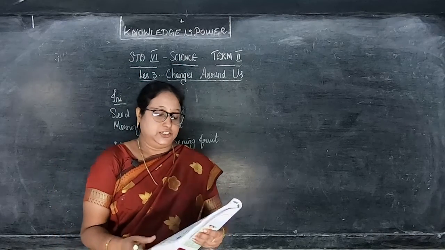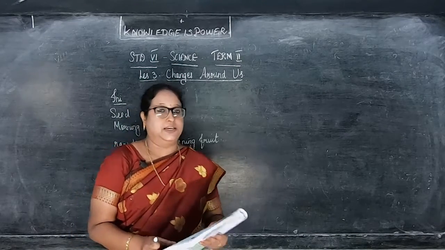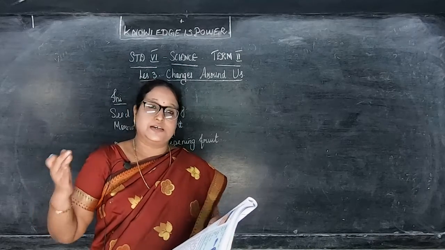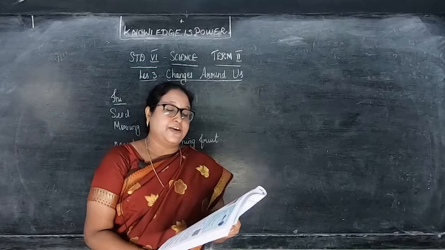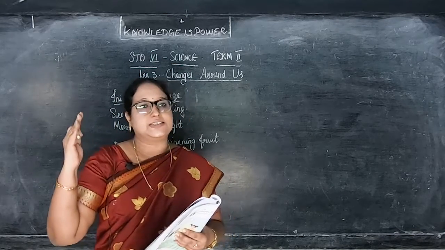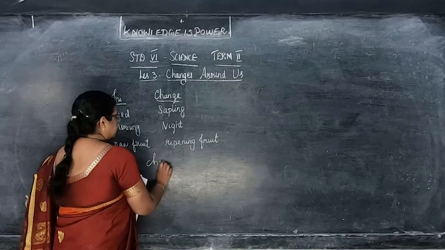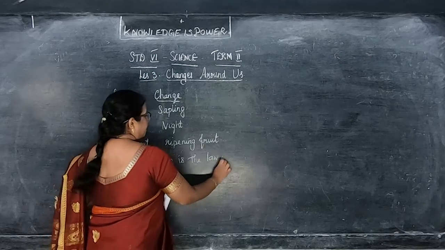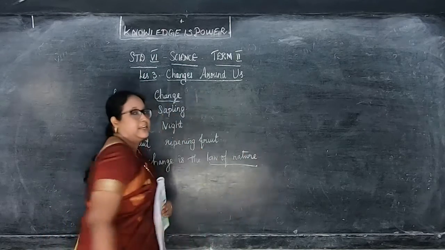Now what is a change? The process in which something becomes different from what it was earlier. So from the earlier stage changing into a different final stage is known as a change. It is the observable difference between the initial stage and the final stage of any substance. So now, change is the law of nature. Okay, children, change is the law of nature.